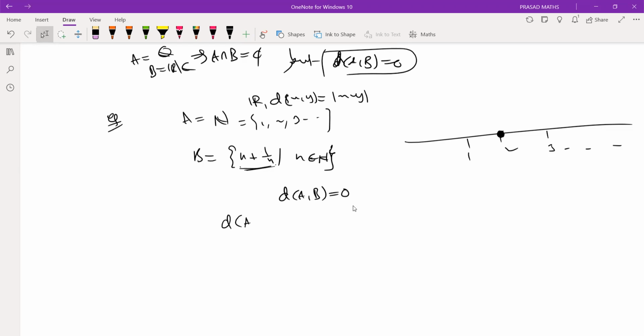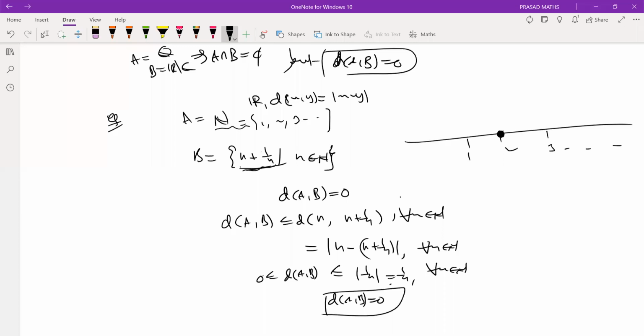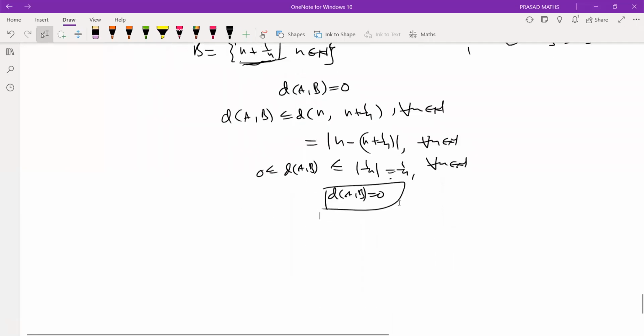But how to prove it? The distance between A to B is always less than or equal to the distance between n, because any natural number you take, and n plus 1 by n is also an element of B. This is true for every n. But here in the usual metric, this is always modulus of n plus 1 by n minus n for every n. That means this is nothing but 1 by n, right? So distance between A to B is always less than or equal to 1 by n. So again, by sandwich theorem, this tends to 0. Therefore, distance between A comma B is 0. Is it clear? So the distance between A to B is 0.